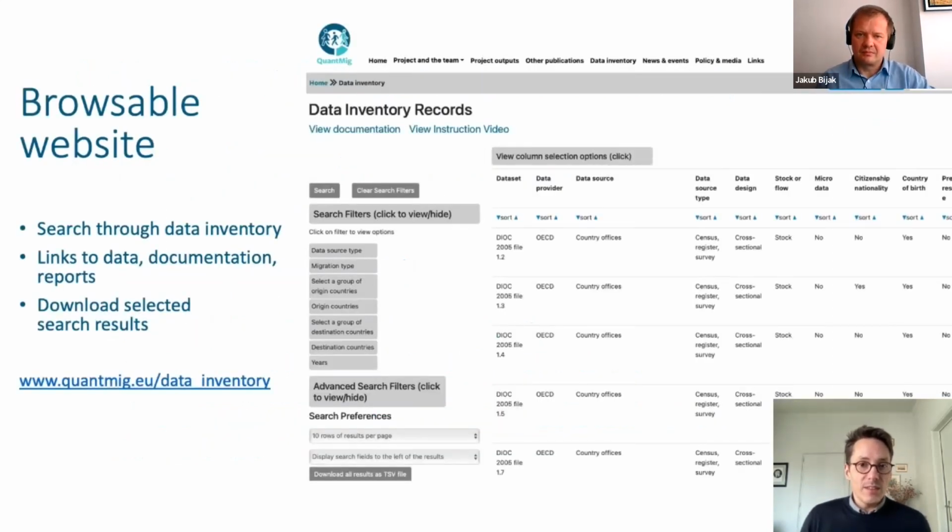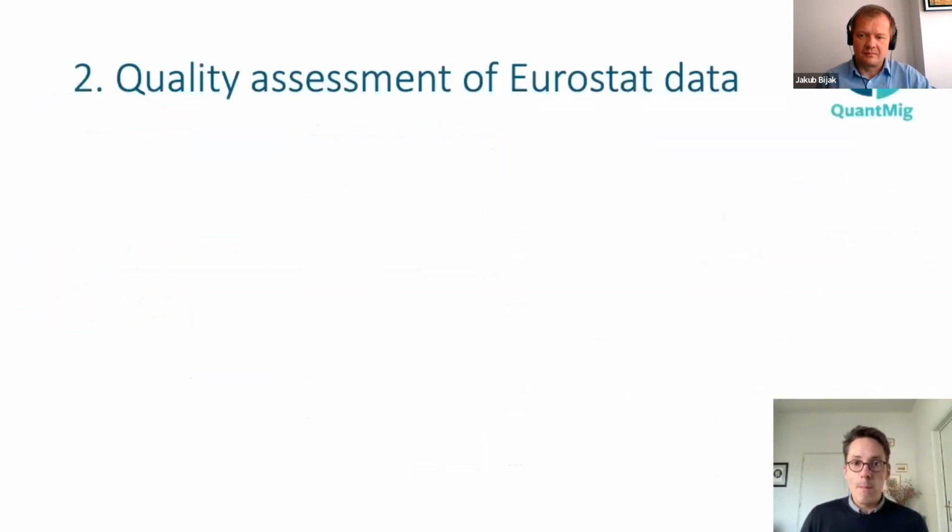The website contains filters that allow the users to search through the inventory. It gives links to the datasets themselves and to related documentation and reports, and the user can easily download the results of their search. The database can be accessed via the Quantifying website.